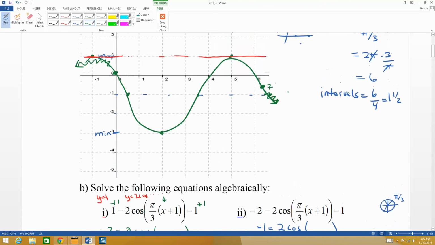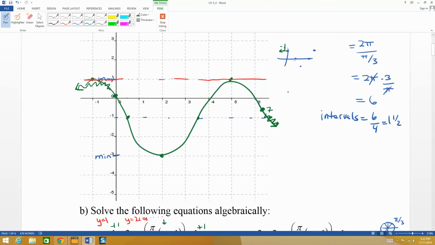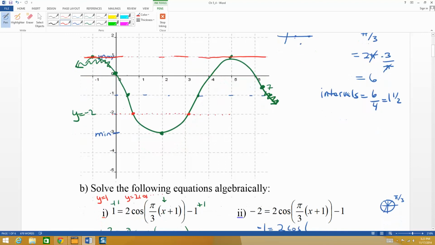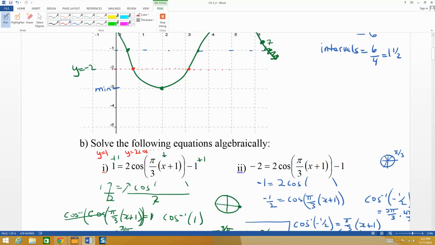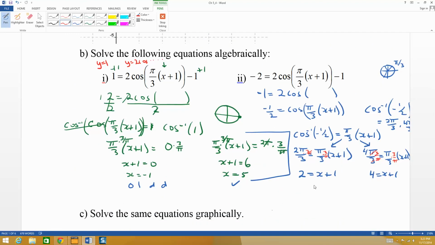So if I was to graph y is equal to negative 2, y is equal to negative 2 would be right across here. And where do they meet? They meet at this spot here and at this spot there. My graphing isn't quite as good as it could be. You see the two solutions, but it's a little bit hard to see exactly where it is. Algebraically, I found out it should be at 2 and at 4.